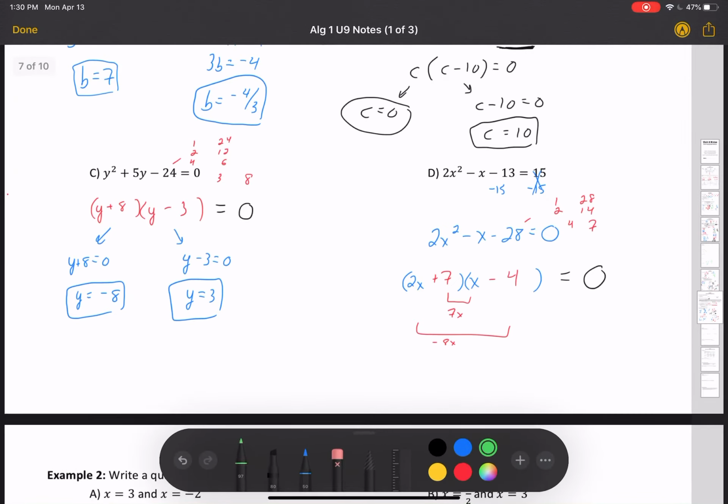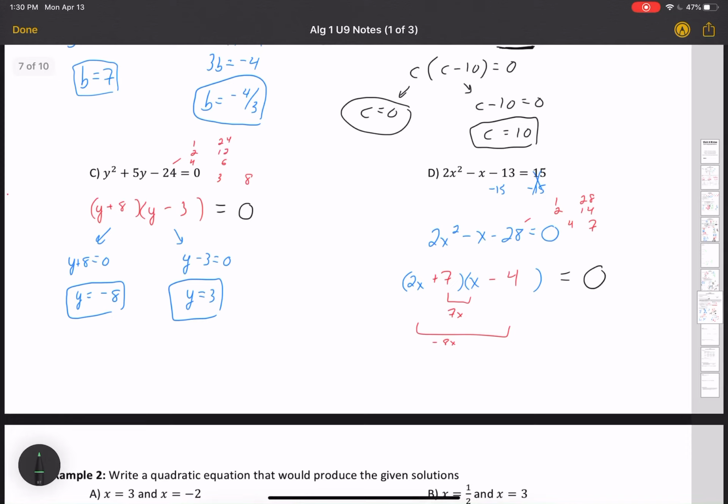So from there, to finish this out, because all we've done right now is factor it, to solve this equation, to actually figure out what x equals, I'm going to split each of my factors off and set them equal to 0. So 2x plus 7 equals 0. x is going to equal negative 7 halves, or negative 3.5. And then x minus 4 equals 0. x is going to equal 4. Okay? So that is how we solve by factoring.